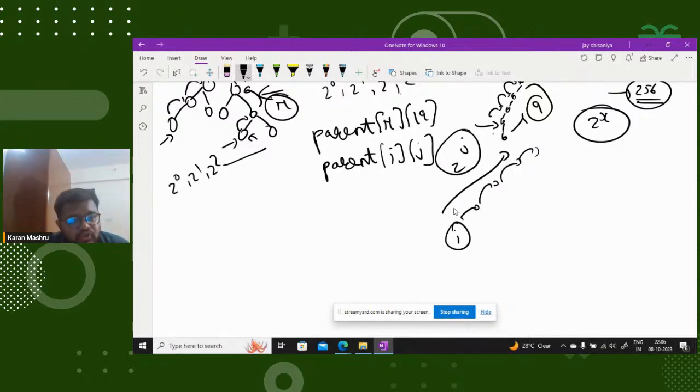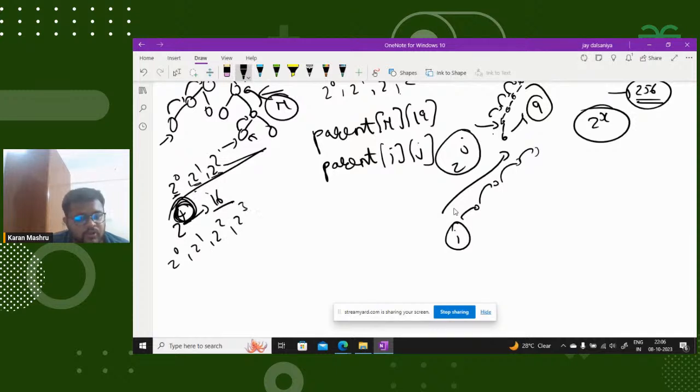If I am storing only this, then let's say the parent is at a distance 2^4, instead of storing that my parent is at a distance 16, I can say that my parent is at 2^4. 2 is common in all of them, so I can only store 4. 2^0, 2^1, 2^2, 2^3: 2 is common, so I can store 0, 1, 2, 3. So parent i,j will denote the parent of the ith node, which is at a distance 2^j.